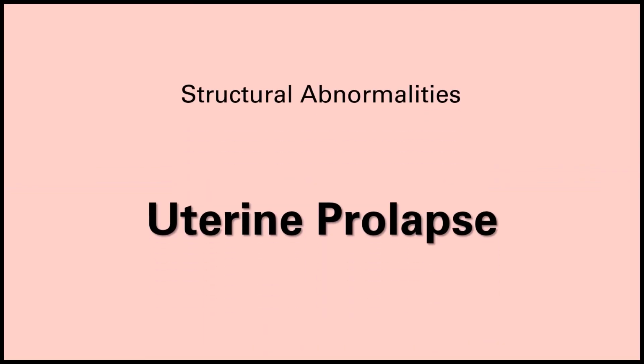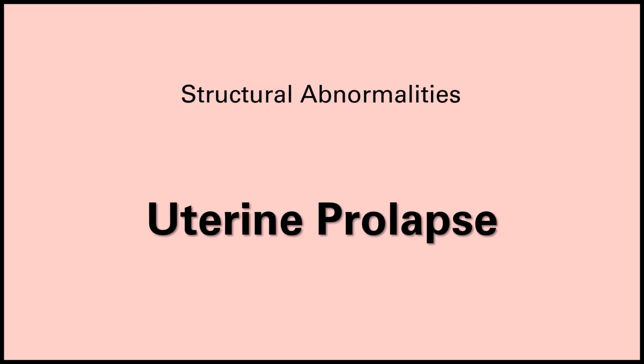The next section is structural abnormalities, so we'll start with uterine prolapse, which occurs when the uterus herniates into the vaginal canal. Risk factors are related to the weakness of pelvic floor muscles and ligaments, so prolapse is most common after childbirth, especially in patients with multiple vaginal births, as well as obesity and with repeated heavy lifting.